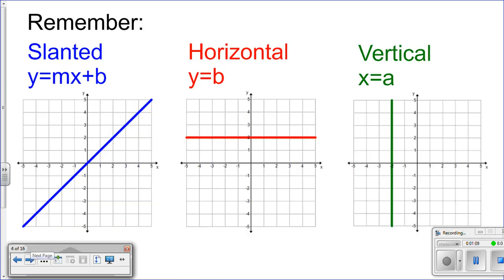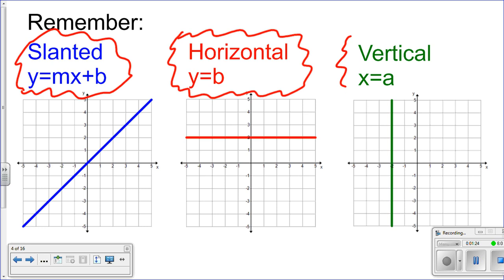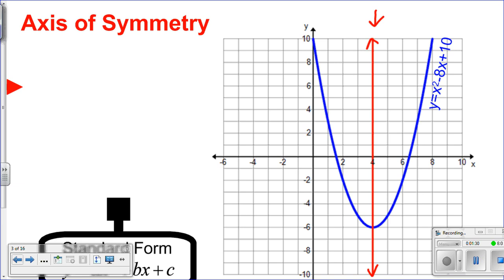Just as a quick review, if you remember graphing lines, a slanted line is in the form of y equals mx plus b. A horizontal line is a y equals line, and a vertical line is always an x equals line. These will always be vertical, and therefore these are x equals something. Now in this case, this is going to be x equals 4.